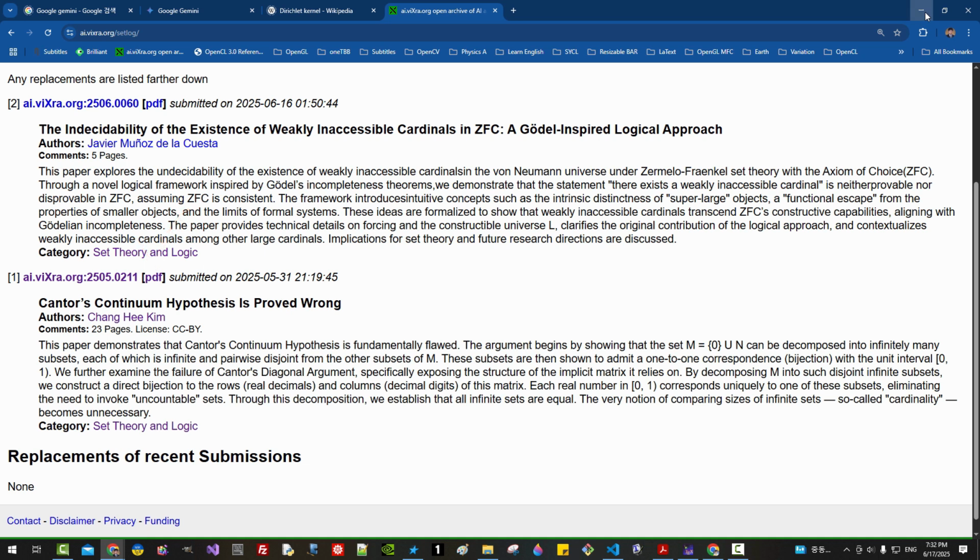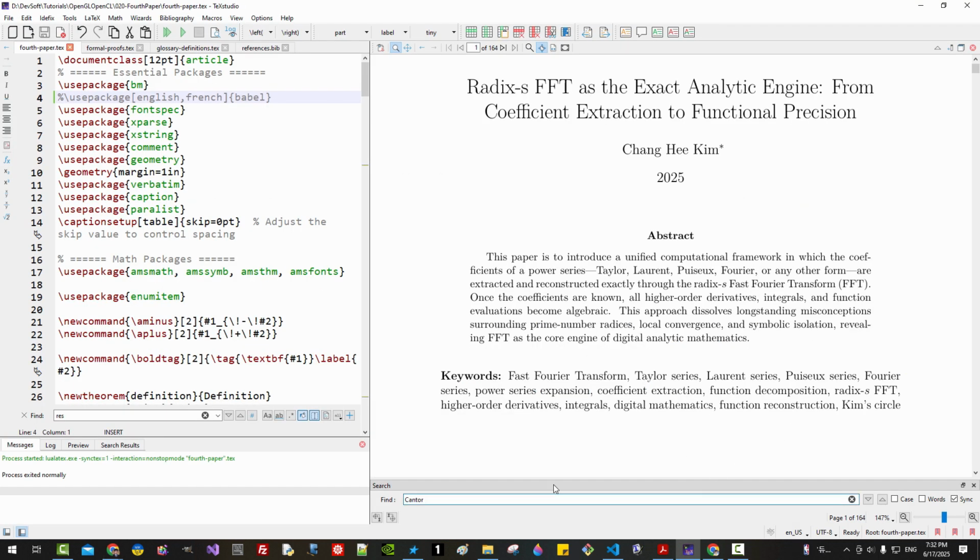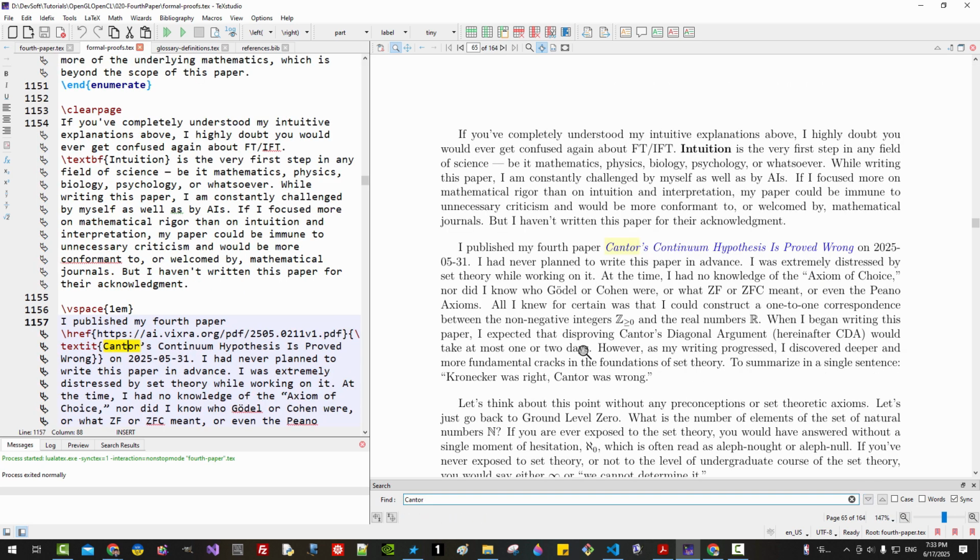After submitting this paper, I found I made one minor miss. By miss, I do not mean mistake. I missed proving one thing. I found in this paper I published my post-paper, Cantor's continuum hypothesis is proved wrong, on 2025, May 31st.